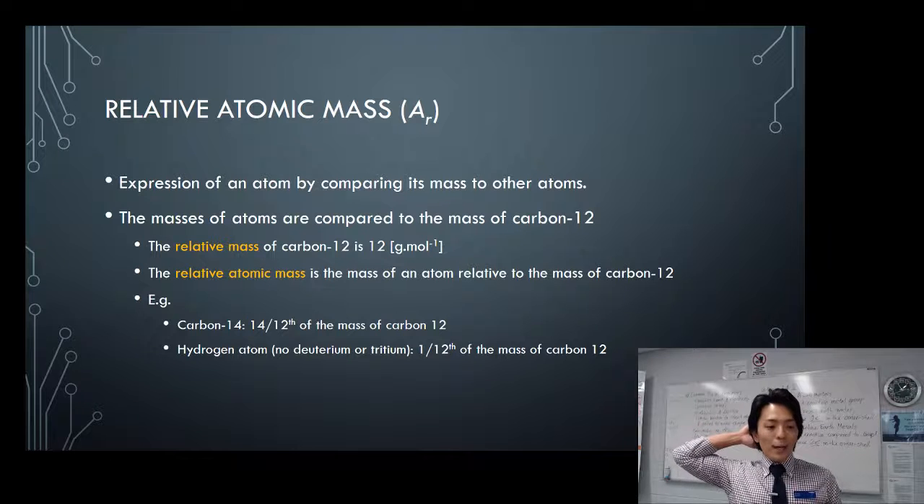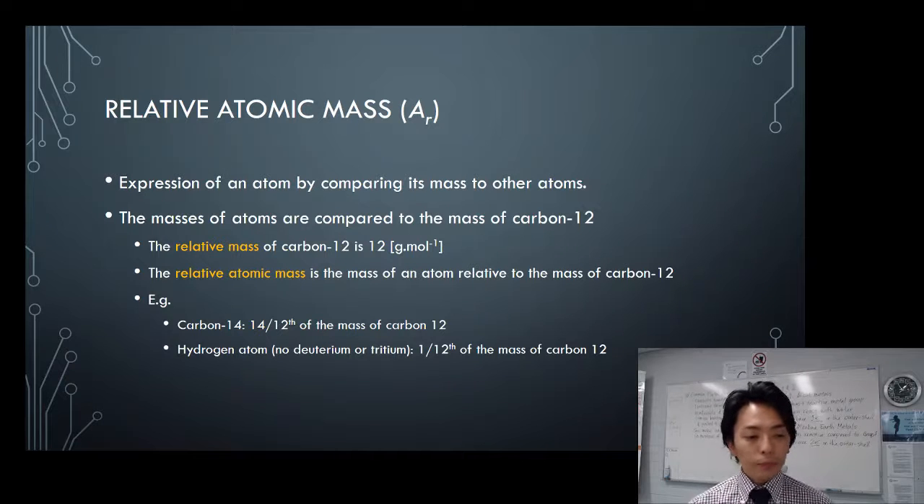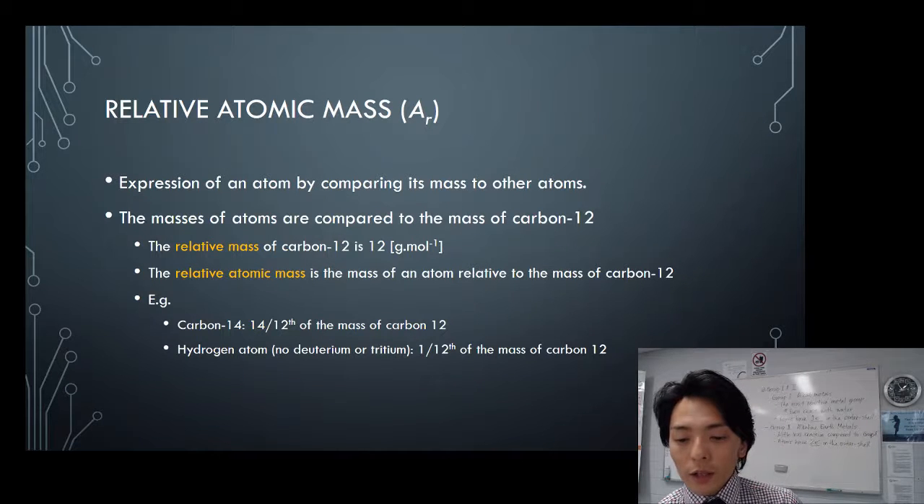So the mass of an atom relative to the mass of carbon-12, for example, carbon-14 would be 14/12 of the mass of carbon-12. If it was a hydrogen atom, no deuterium, no tritium, that would be 1/12 of the mass of carbon-12. So we are talking about per atom or per mole. Either way should work. All right, next slide.